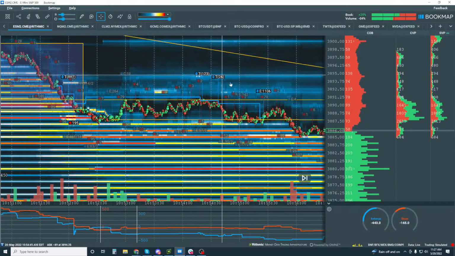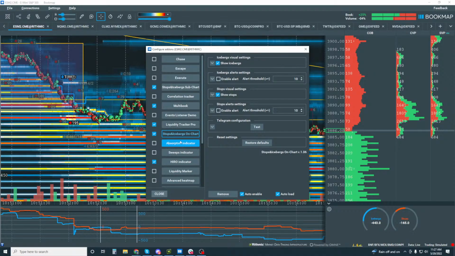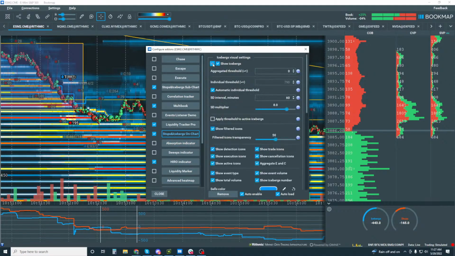I did want to cover this in here, the way I've got the icebergs and the stops. Let me show you the way I've got it set up here. I'm using the automatic threshold here. I boosted it up quite a bit by using the 60 minutes, but then the multiplier up to 8. So it's telling me, don't show an iceberg unless the threshold is at or above 795, which is huge. It's a huge setting.